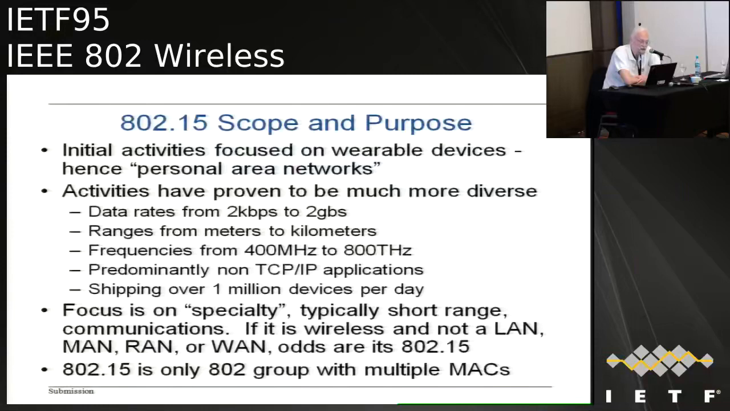Most of the applications in the market have been non-TCP/IP, but I'm quite sure that's changing. And also, as of a few months ago, they were shipping over 1 million devices a day. So I think it's fair to say that 802.15 really has a dominant role in Internet of Things. 802.11 has a dominant role carrying mobile data, and 802.15 has a dominant role for Internet of Things. This makes it, I think, very important for IETF.